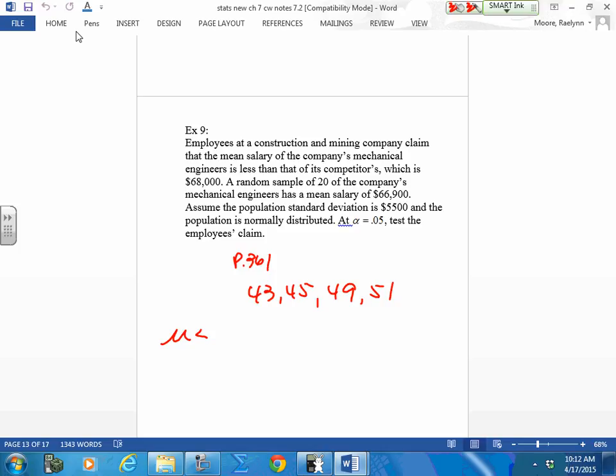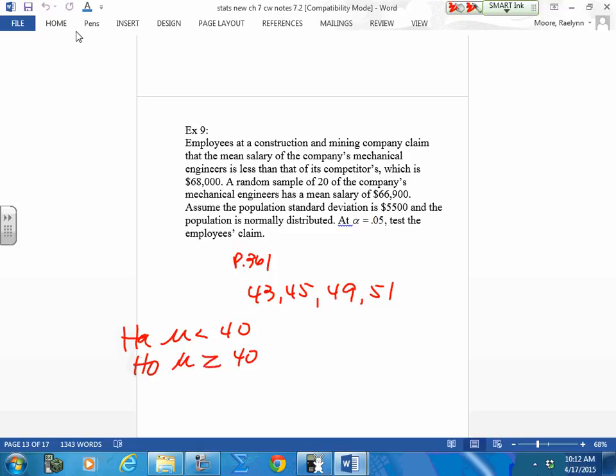How many days was this? 40 days. Okay, the mean incubation period. This is what the scientist claims. Is it the HO or the HA? What's the HO?